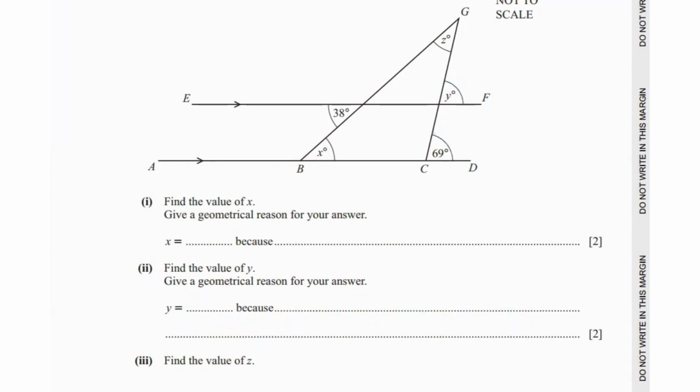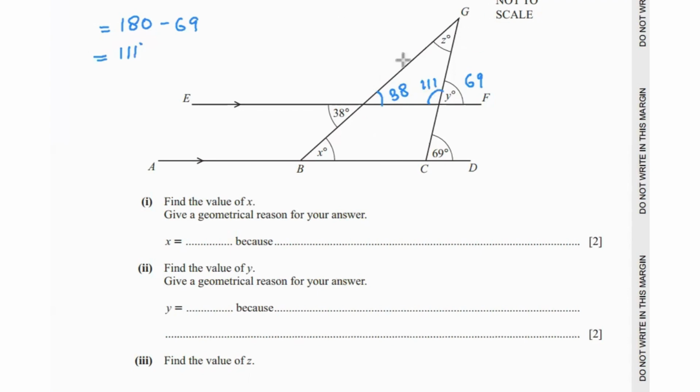Then for z, first thing, this would be 38. Why? Because these two are vertically opposite angles, and vertically opposite angles are always equal. Since we said this is 69, this can be found by doing 180 minus 69, which gives us a value of 111.